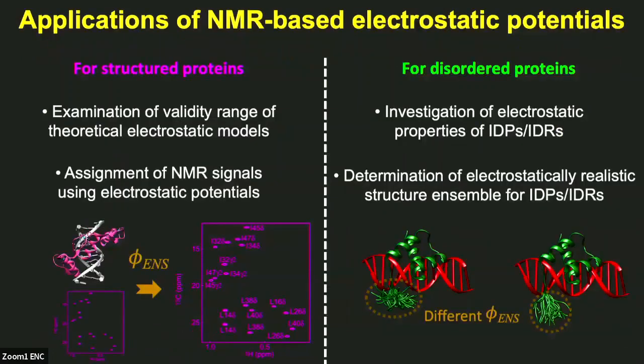This methodology can be applied for some different things. And here I just show 4 examples, which we are actually working on. We can use this methodology to examine the validity range of theoretical electrostatic models. We can also use this method to assign NMR signals based on electrostatic potentials.